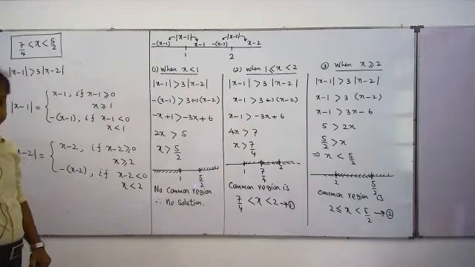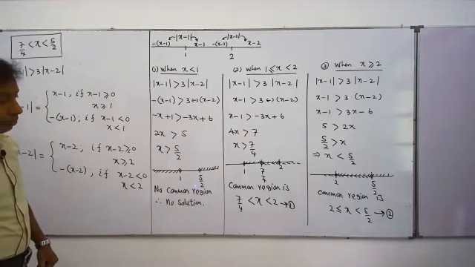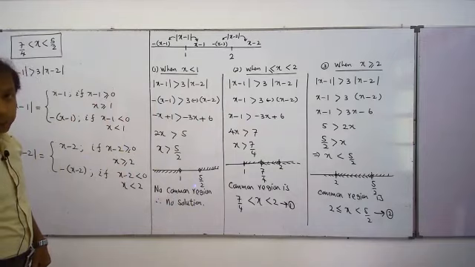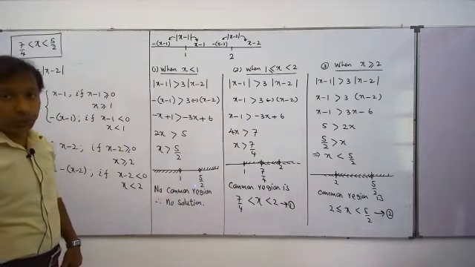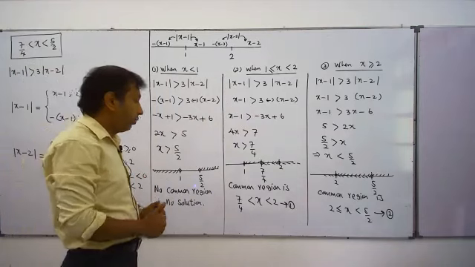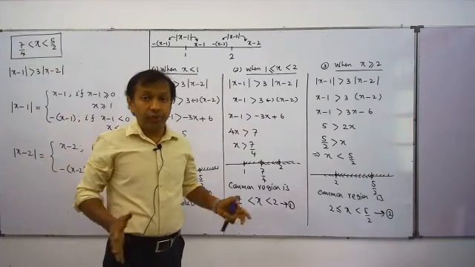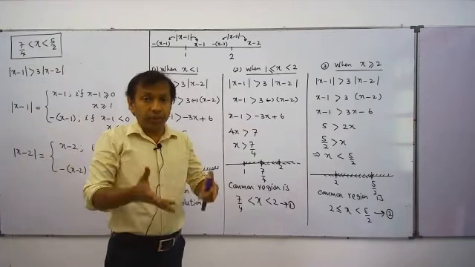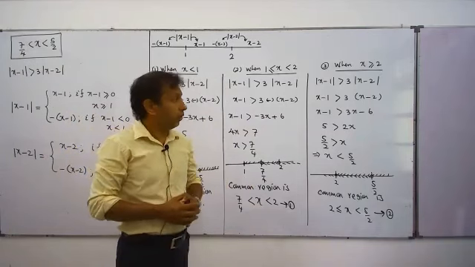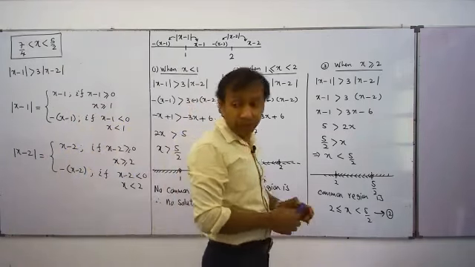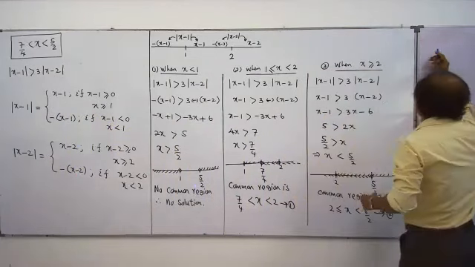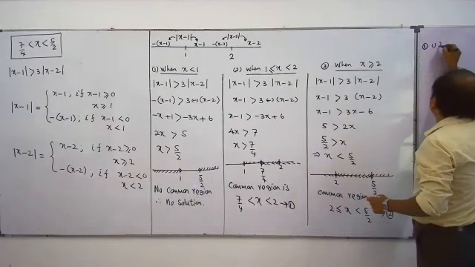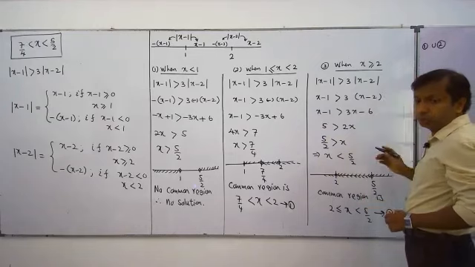Okay. Now, final answer, how to take, people? 1 union 2. Final answer, we take 1 union 2. This first set of solution and the second set of solution, we have to collect together and form new set. Okay. And then answer is, final answer, we can write 1 union 2.